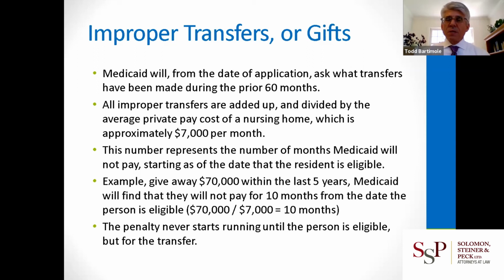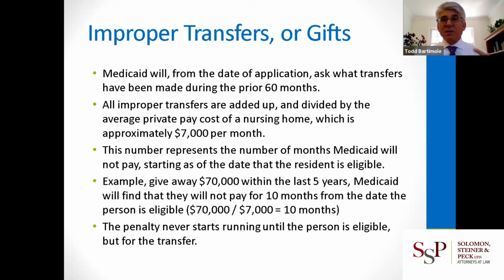So if I give $70,000 to my son today and I apply for a nursing home in 3 years, Medicaid's going to look back and they're going to say, okay, well, there were $70,000 gifted. You are not eligible for 10 months. They divide the average cost of a nursing home, which is about $7,000, into the amount I gifted, which is $70,000. We come up with 10 months of penalty.